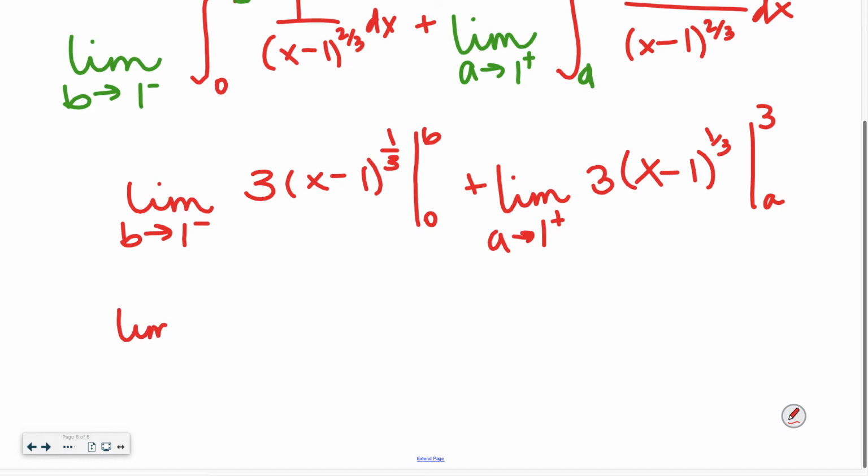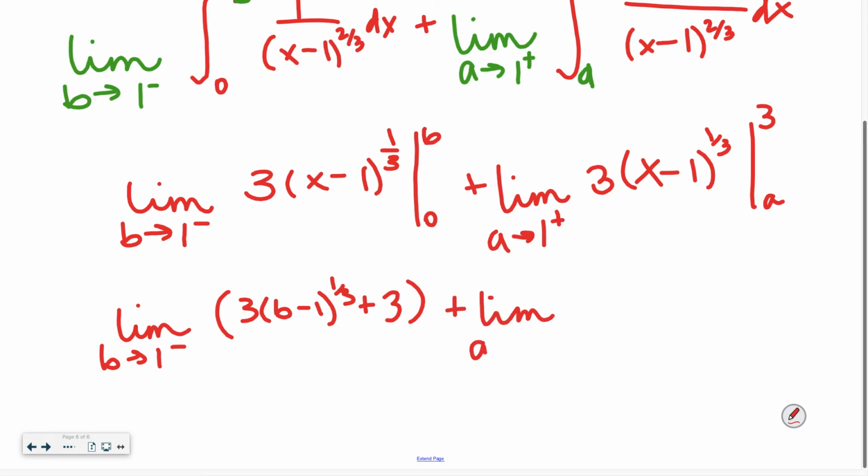So we have the limit as b approaches 1 from the left of 3 times b minus 1 to the 1/3, minus what happens when we plug in 0? Negative 3. We get minus negative 3, plus the limit as a approaches 1 from the right of 3 times the cubed root of 2 minus 3 times a minus 1 to the 1/3.